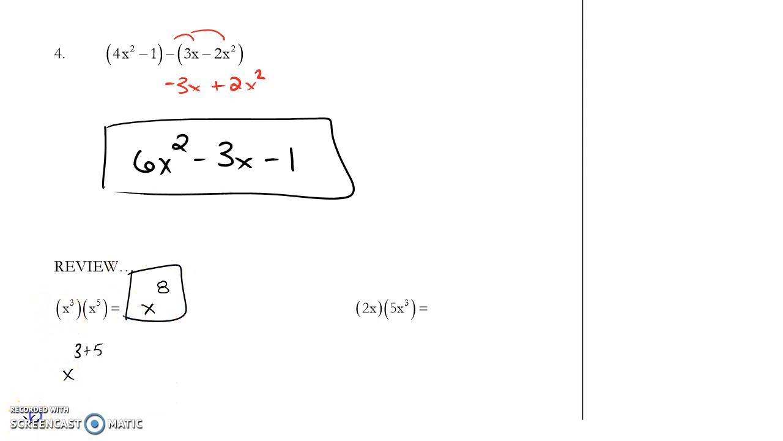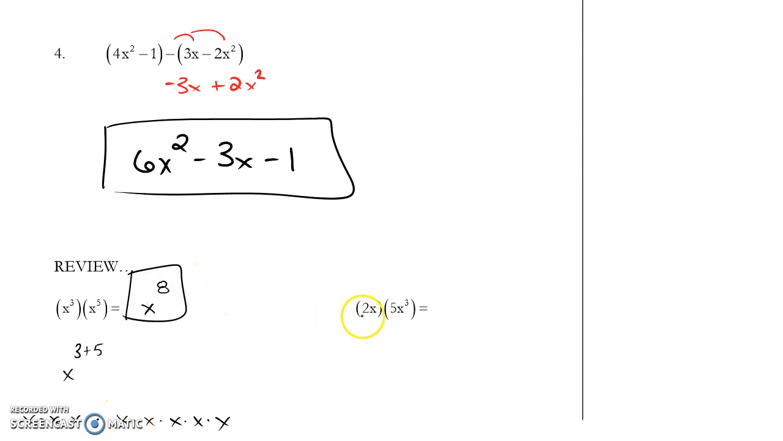Why? Because x to the 3rd is x times x times x. X to the 5th is x times x times x times x times x. When I multiply these two, 1, 2, 3, 4, 5, 6, 7, 8, I add my exponents.